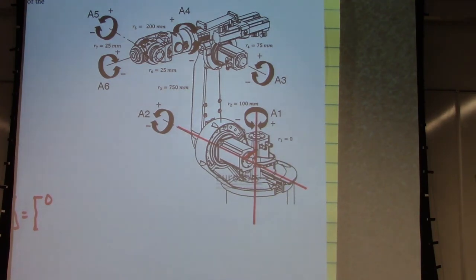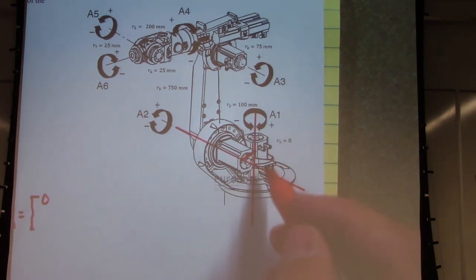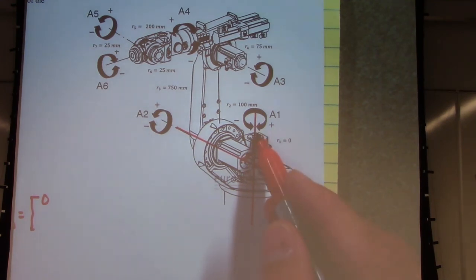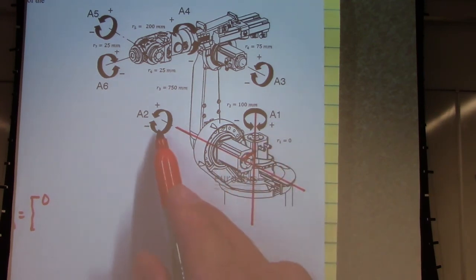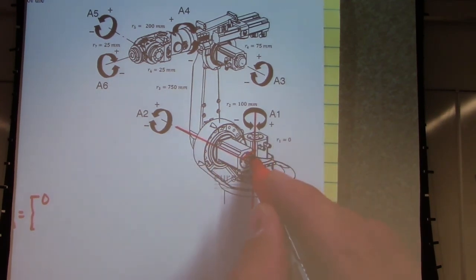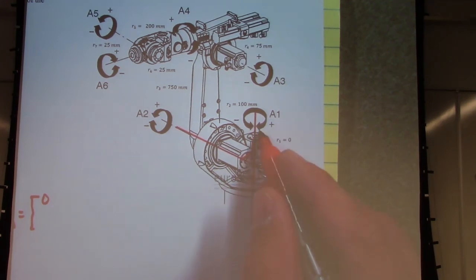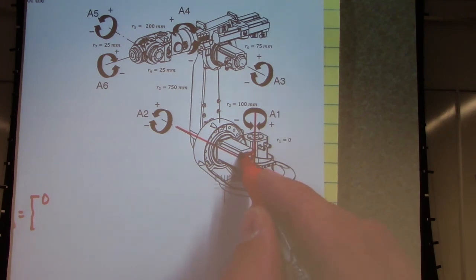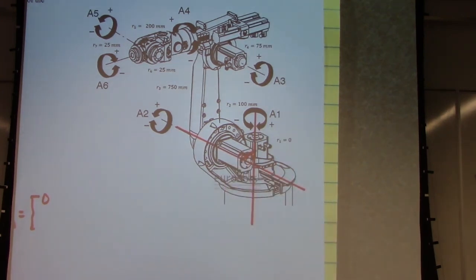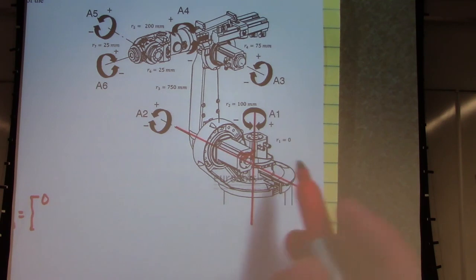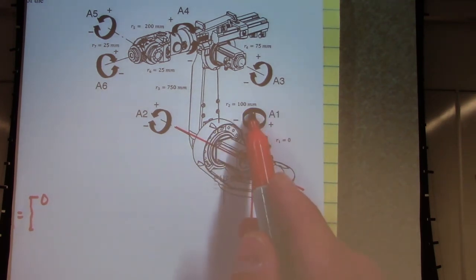Okay, so that length is going to represent the minimum distance between the Z-axis on the A1 joint to the Z-axis on the A2 joint. So we can see here this vector is perpendicular to A1 and perpendicular to A2. That makes sense? Okay, in this case, I state that that distance is 100 millimeters.